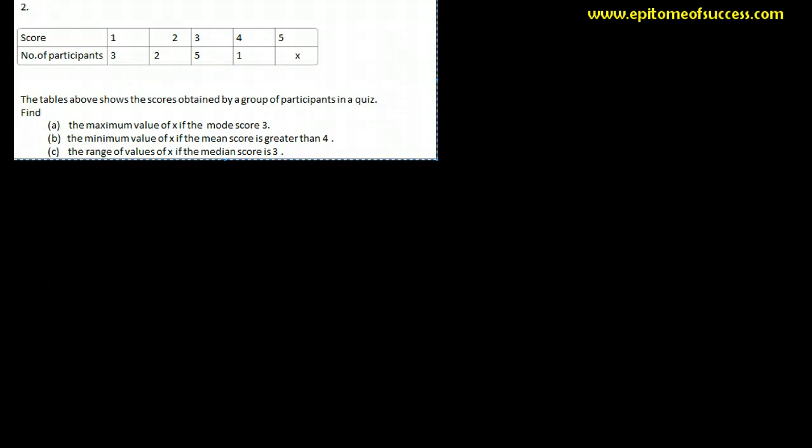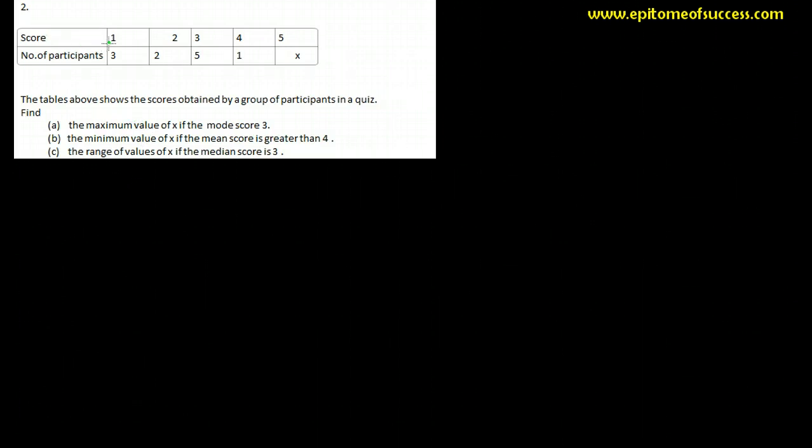So the thing about this question is this. You do have to form equations, and it is not equations, actually. You have to form inequalities. That's why students may find it a little bit different from the ones that they usually do. So let's have a look at it, yeah?